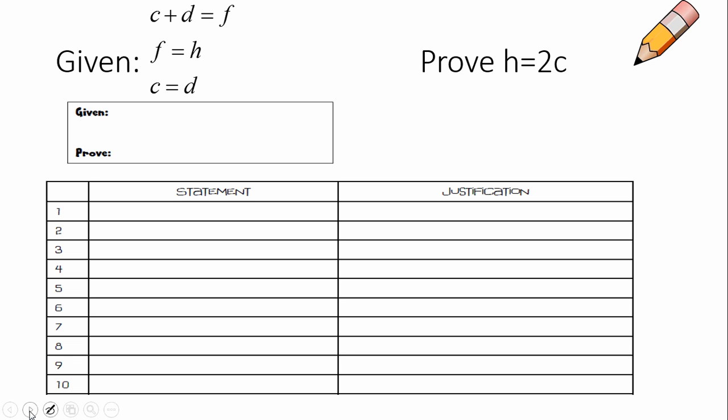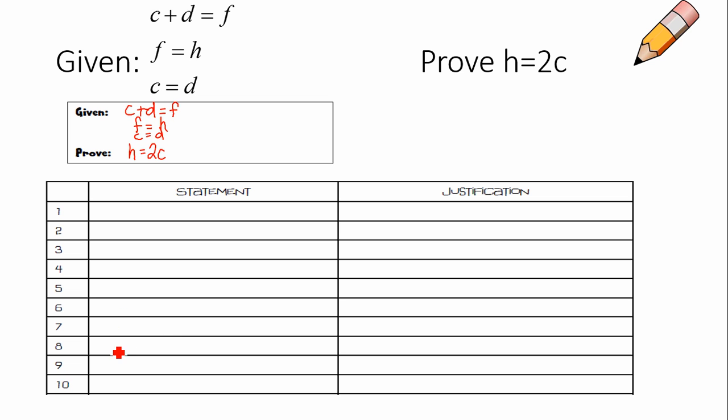So we have a given piece of information that C plus D equals F. This one's a little different. Be ready. We have F equals H, and we have C equals D. And we're trying to prove that H equals 2C.